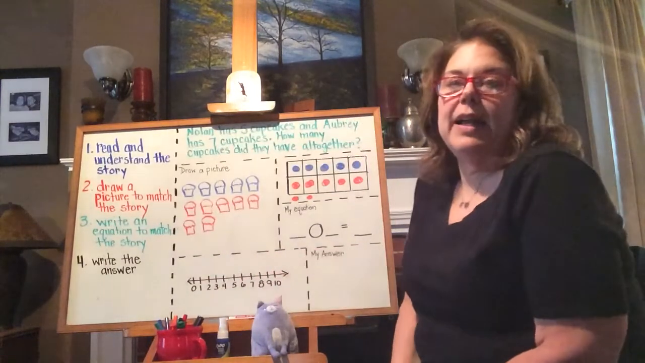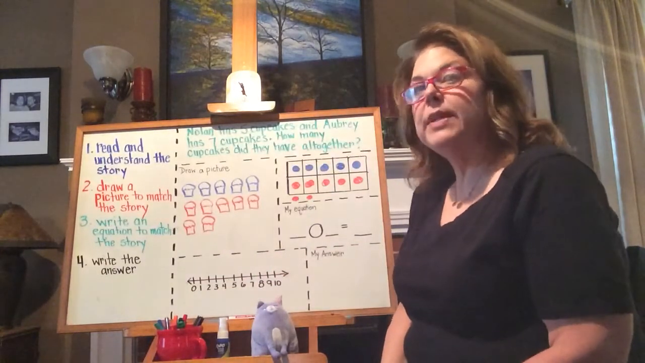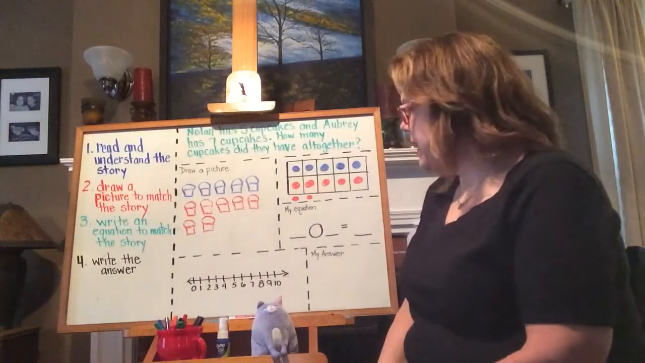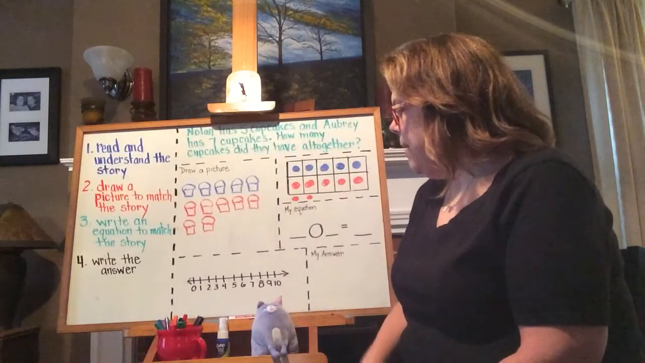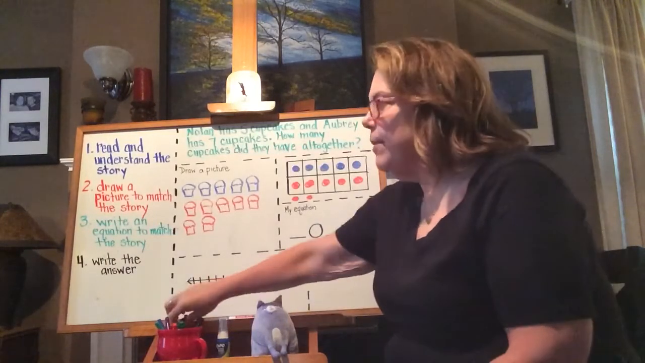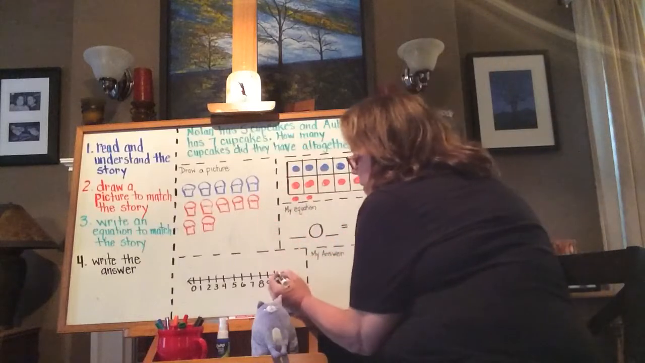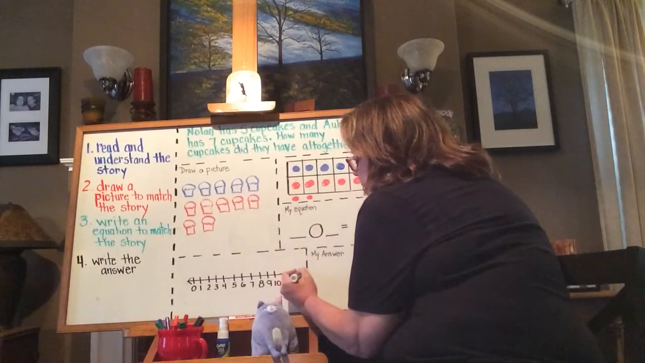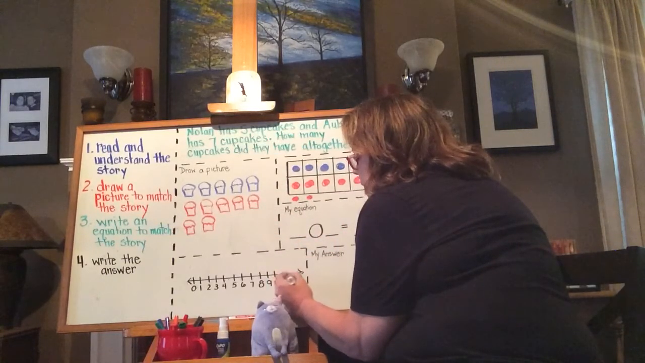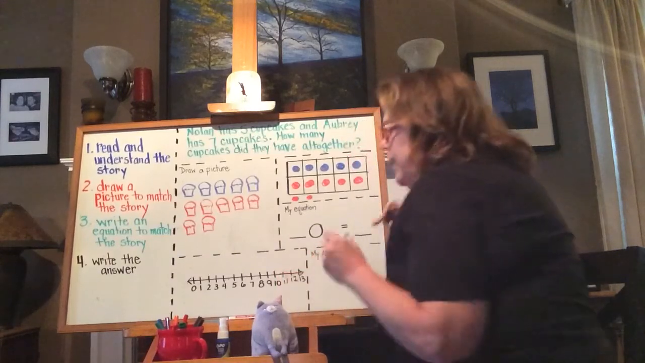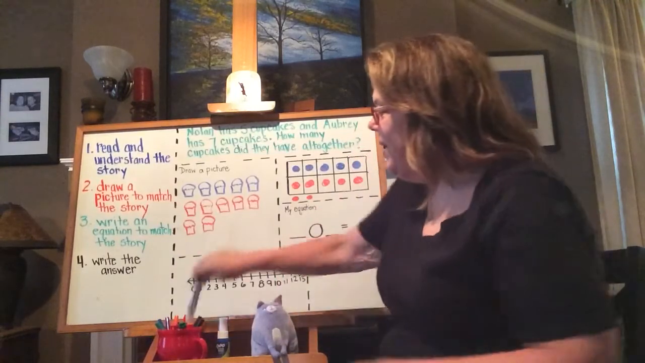Down here we've got a number line. Just like the number path we did yesterday, we're going to use it kind of the same way. But I just realized I need to add a couple numbers on my number line. So let me do that real quick. We didn't have enough numbers on there.